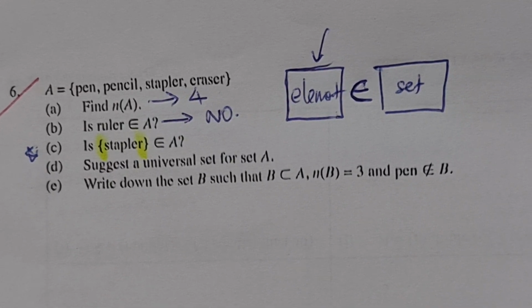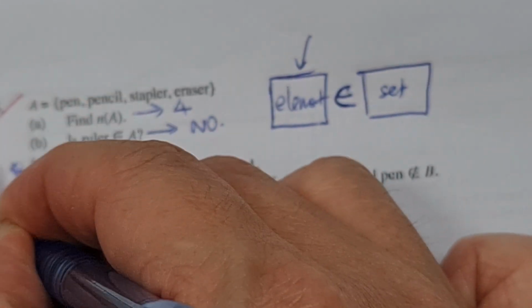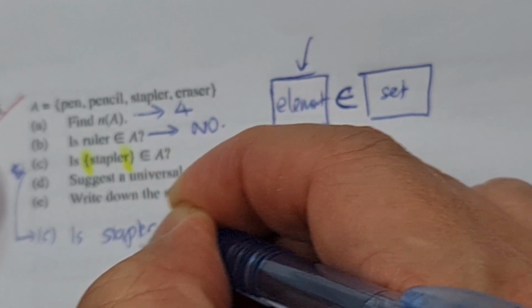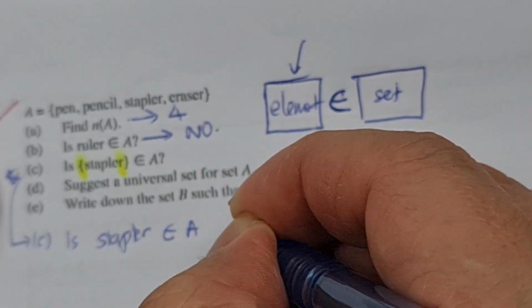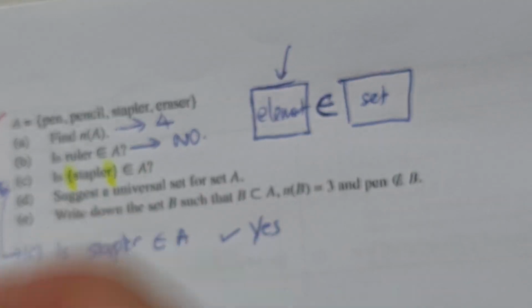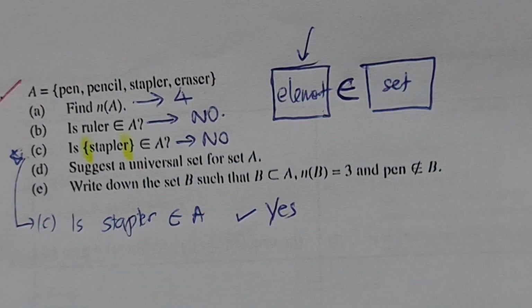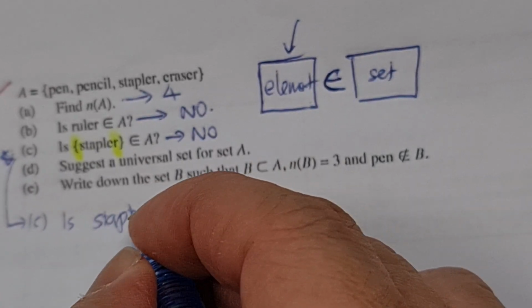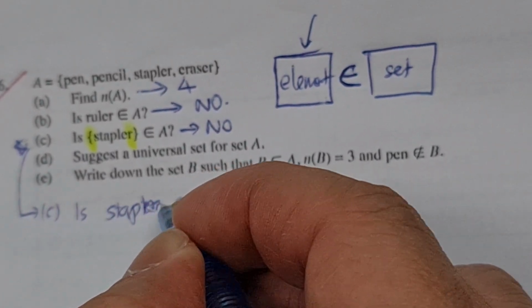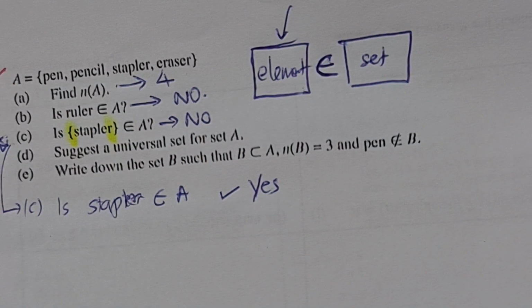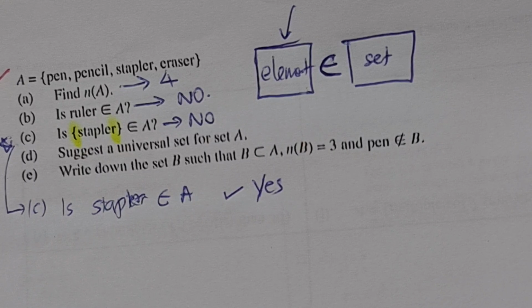Let's say part C states: is stapler an element of A? Then this is correct, this is yes. But if there's a bracket there, that means it's no, because it becomes a set already. I hope I explained why. You can see the difference between part B and part C. In part B they don't put a bracket on the ruler, and in part C they put an additional bracket. So now it becomes a set.